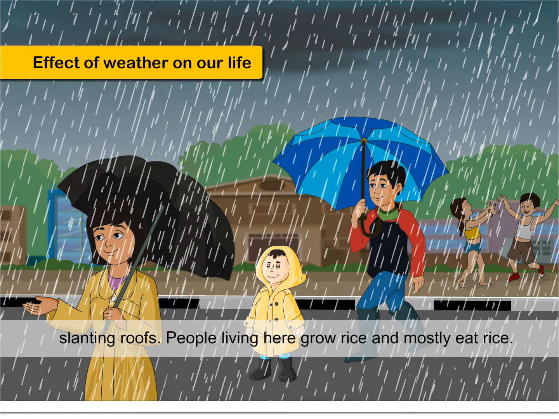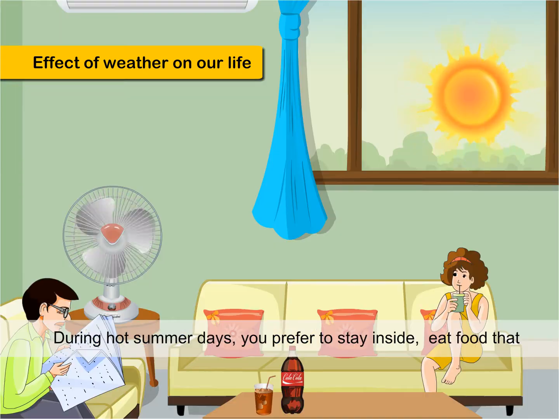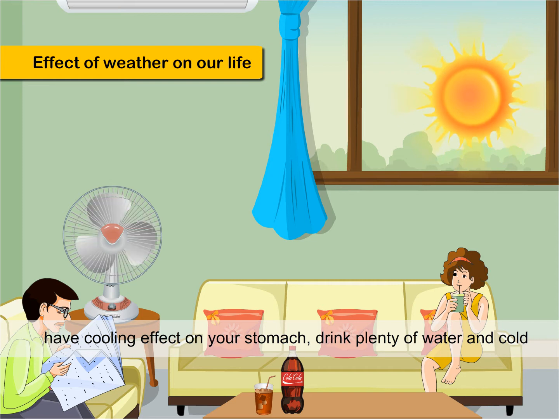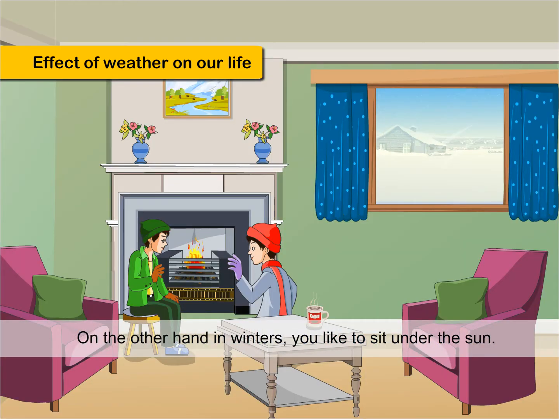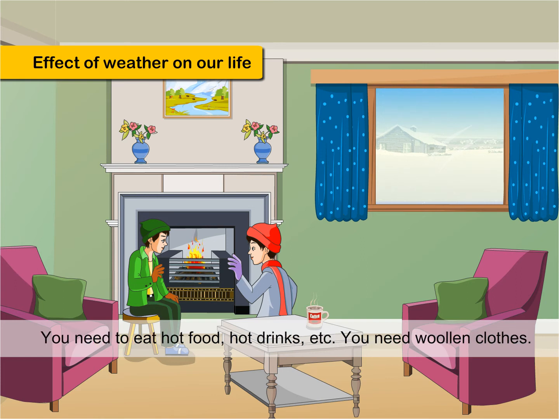People living here grow rice and mostly eat rice. During hot summer days, you prefer to stay inside, eat food that have cooling effect on your stomach, drink plenty of water and cold drinks. You wear cotton clothes. On the other hand, in winters, you like to sit under the sun. You need to eat hot food, hot drinks, etc.